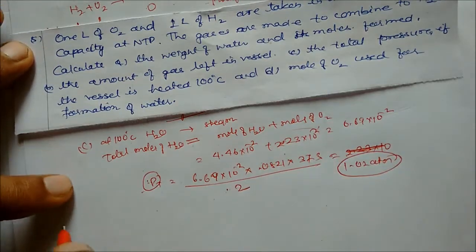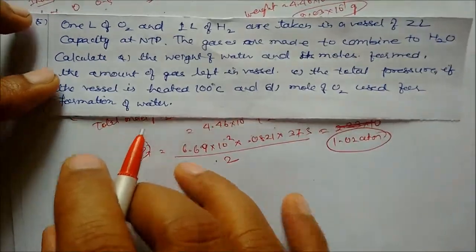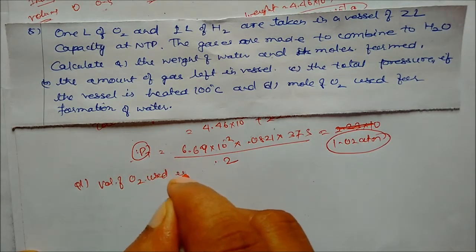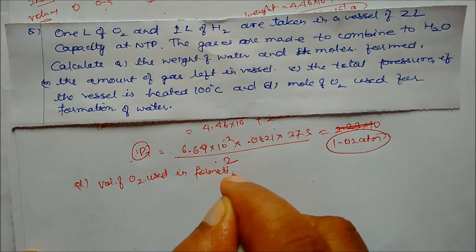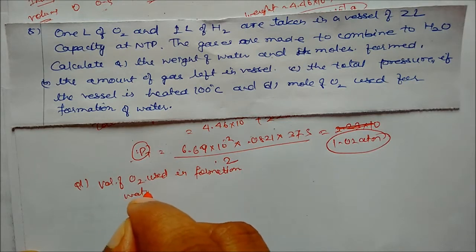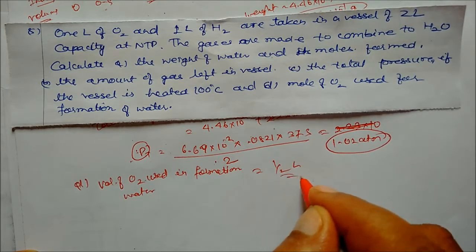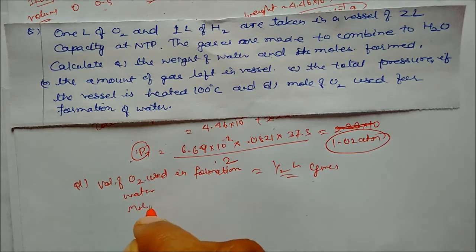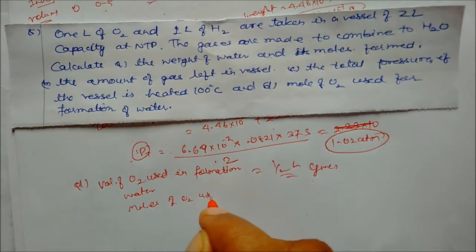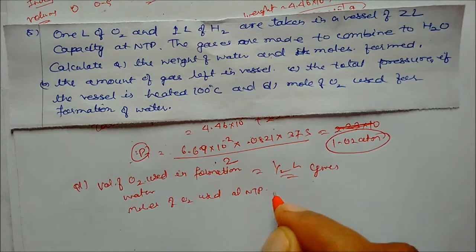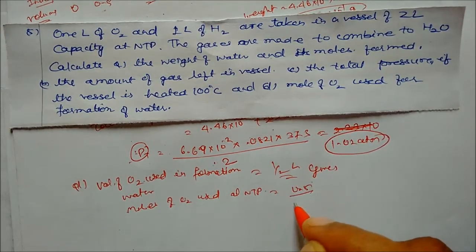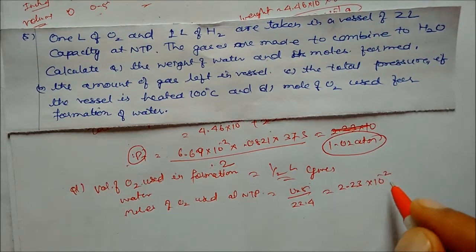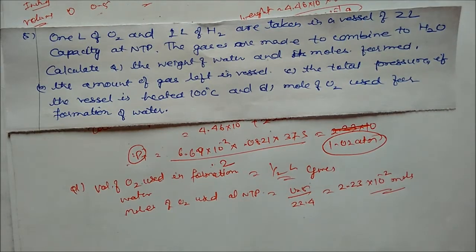Now part D: the volume of oxygen used in the formation of water. That is nothing but half a liter, 0.5, already given here. Moles of oxygen used at NTP is 0.5 divided by 22.4 liters. So you will get 2.23 × 10^-2 moles. So half a liter gives this many moles.